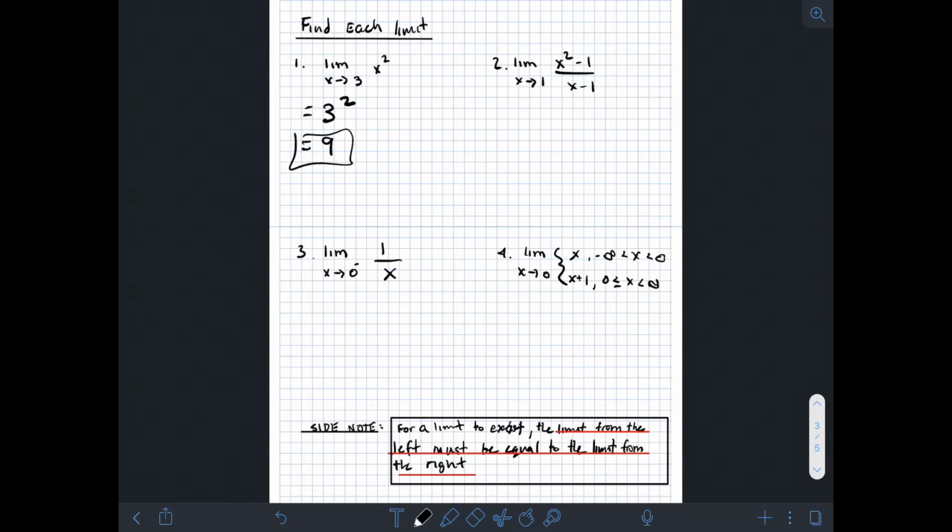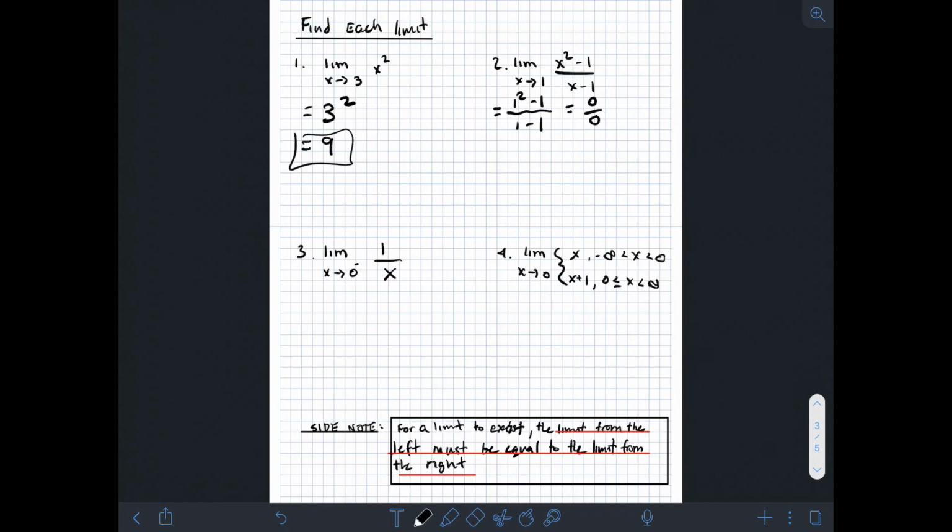Here, let's try the same thing. Let's plug in the value we're approaching and see what happens. So here we're approaching 1. So what do we get? We do 1 squared minus 1 over 1 minus 1, which gives us 0 over 0. This is the indeterminate form I was talking about earlier. That means we have to try something else before we can actually evaluate this limit.